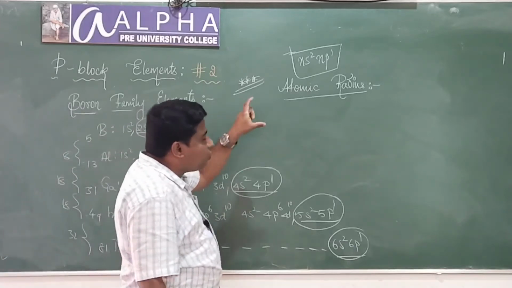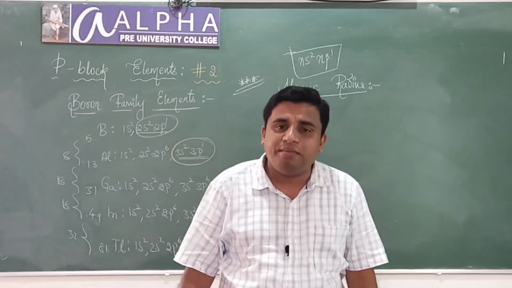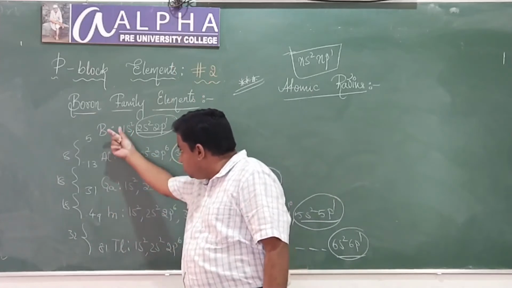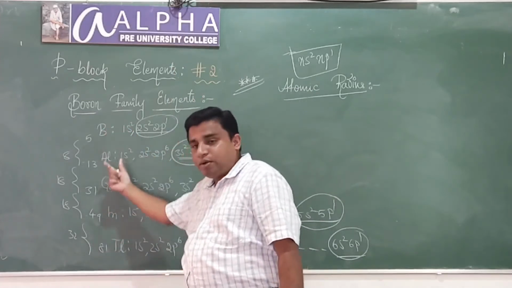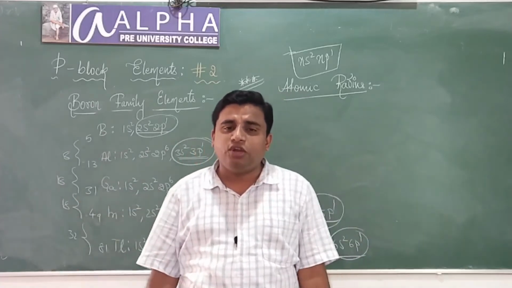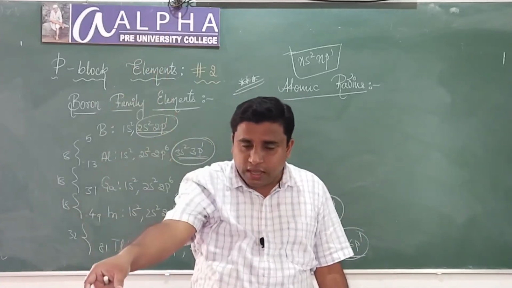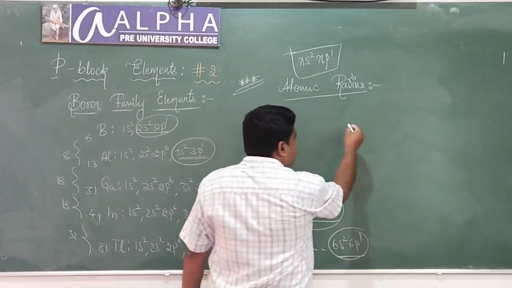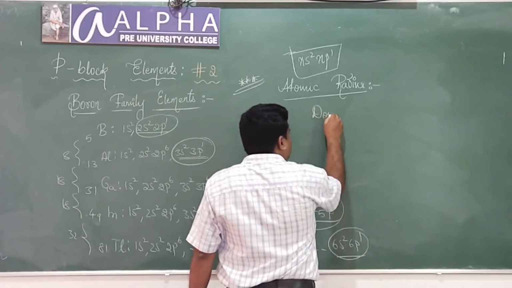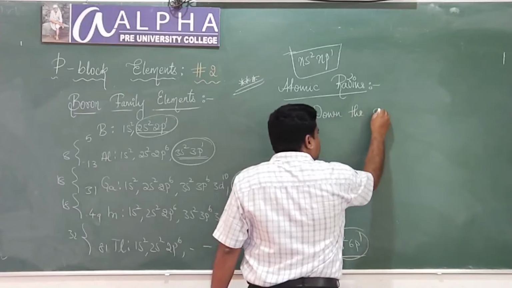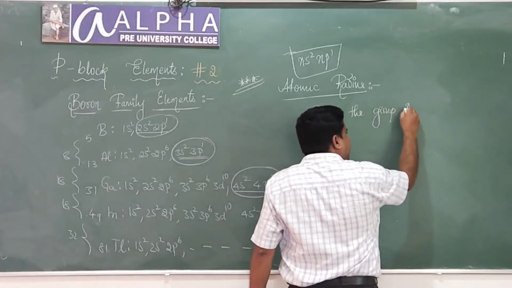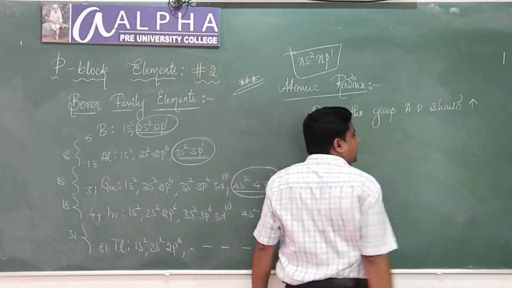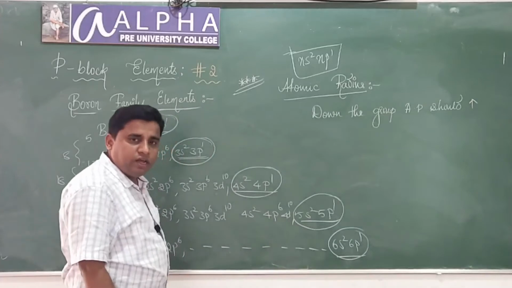Now coming to atomic radius. How does atomic radius vary down the group, from boron to thallium? We have understood this in the periodic table. Down the group, atomic radius must increase, isn't it? So down the group atomic radius should increase, correct?